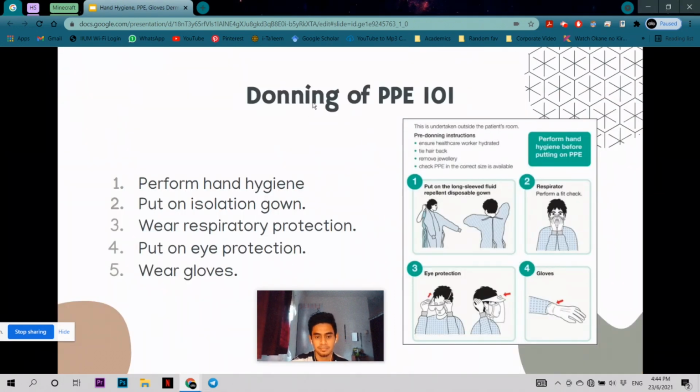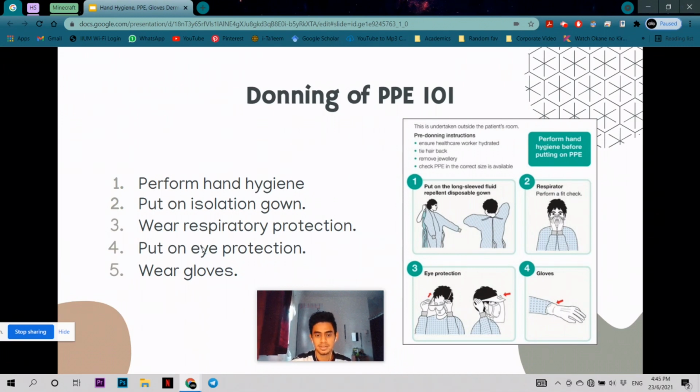The first step of donning of PPE is performing hand hygiene, whether using water and soap or alcohol rub. And then put on an isolation gown to make sure all the clothes are covered. Next, wear the respiratory protection and ensure the mask that you wear fits well on your face, especially on the nose. And then wear the eye protection, followed by gloves.